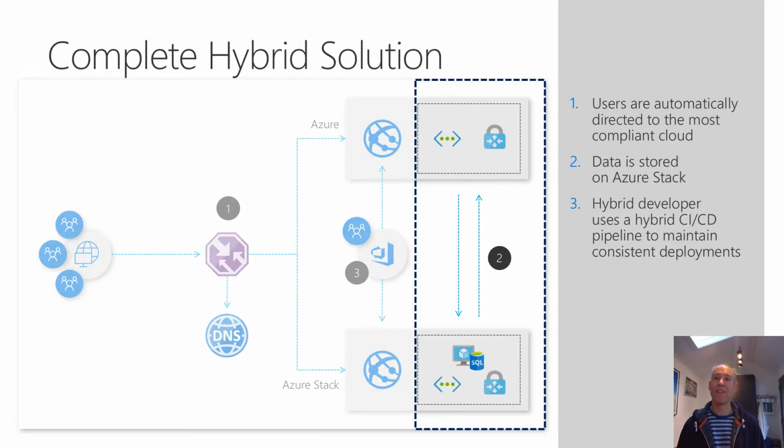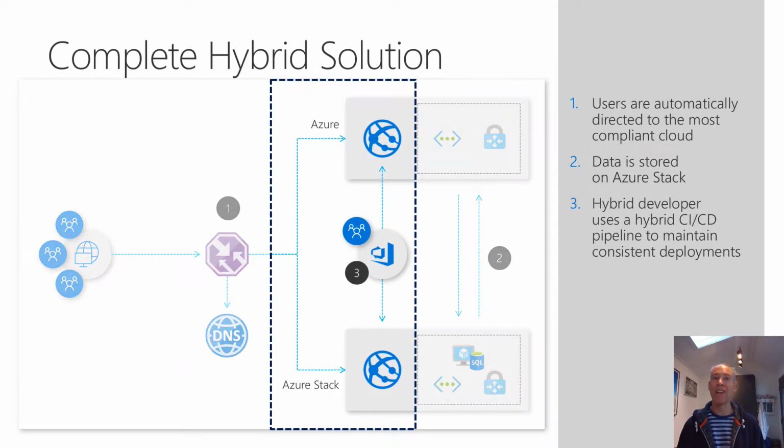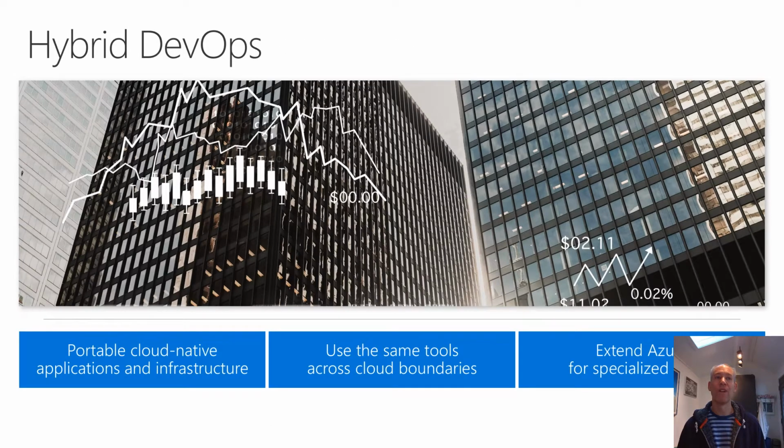In this case, the data is back, but the front end is distributed between Azure and Azure Stack, and the developers would use a hybrid continuous integration and continuous deployment pipeline to deploy the same solution using the same ARM templates to both sides of the house. So let's now look at each of those 6 solutions in turn. The first one is hybrid DevOps.